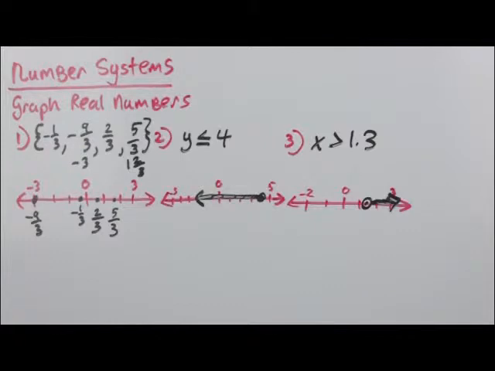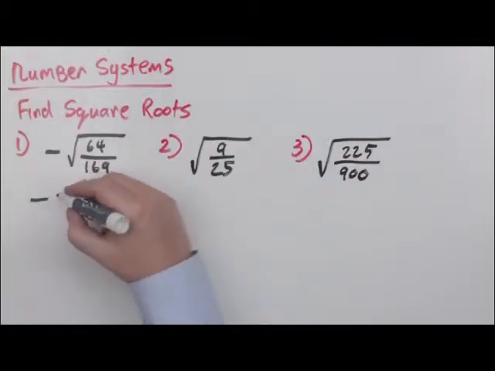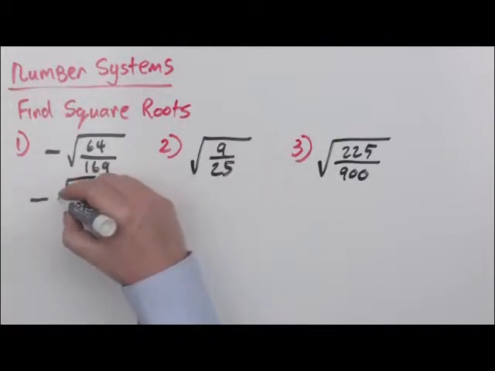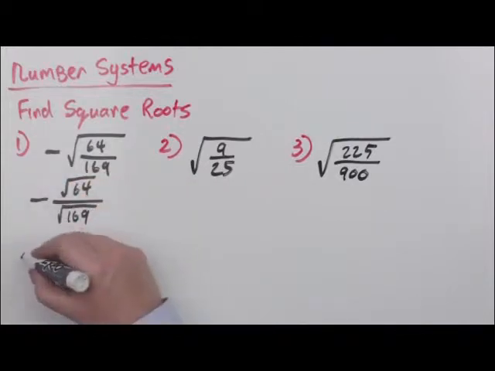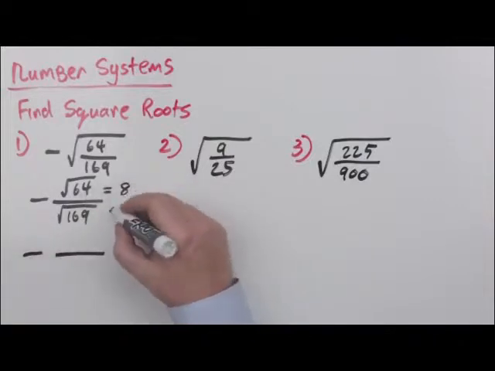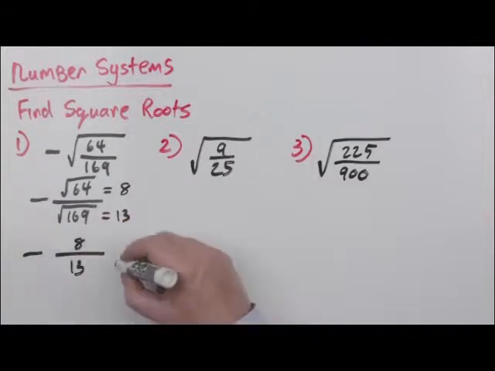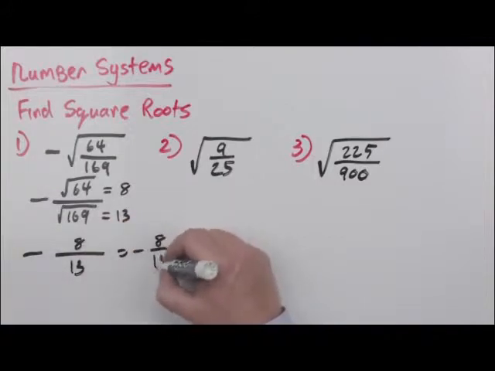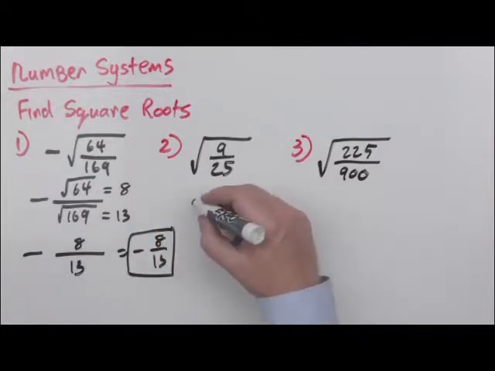Now let's look at some examples of finding square roots. Okay, this would be square root of 64 over 169. What's the square root of 64? That would be 8. And the square root of 169 is 13, so it's 8 over 13. Great. So it's 8 over 13 is the answer, because it can't be simplified.